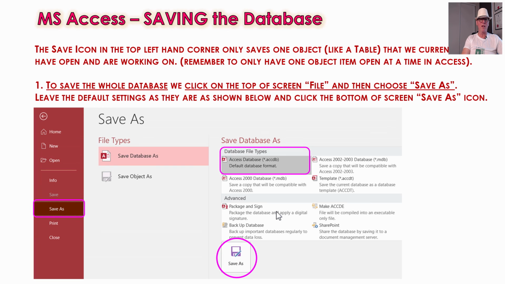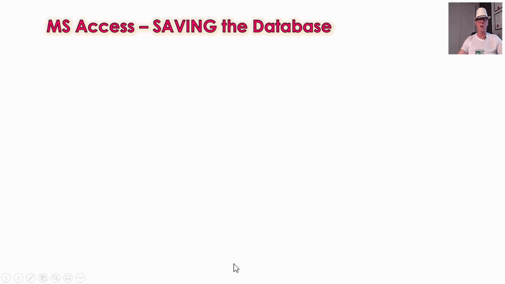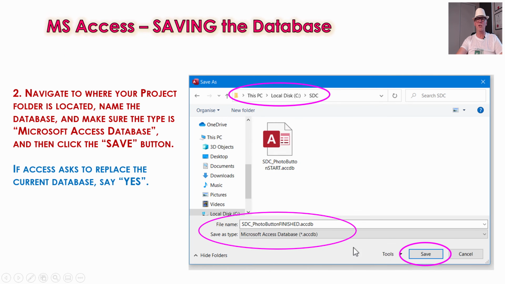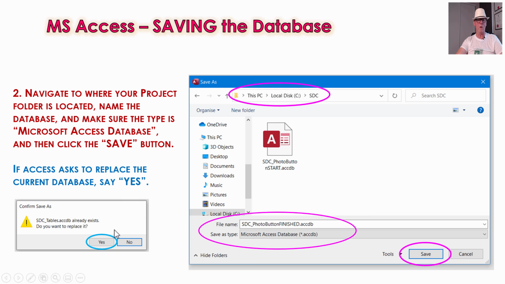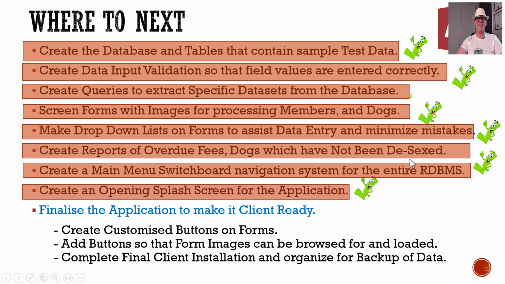So that's the lesson done, and we can save the database. So remember, up the very top of the screen where you're showing your ribbon, you can go File, the good old Save Database As an ACCDB, click Save As because you're not done yet, and then we suggest you call this one, remember, it needs to go into that SDC folder where we're keeping our whole application now, so make sure you find that folder and save into there, and we're just calling it SDC photo button finished and saving it, and we're done. If you've been saving it along the way, just say yes to replacing it.